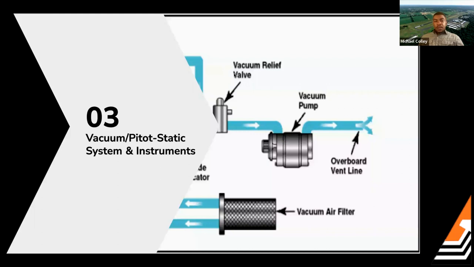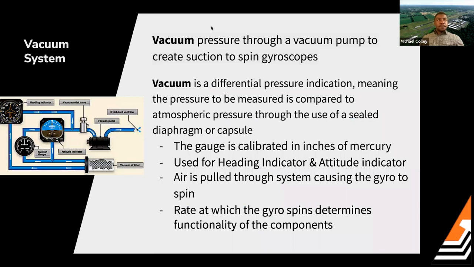All right, so first, let's talk about the vacuum system. The vacuum system sends pressure through a vacuum pump that creates suction to spin the gyros, all of our gyro instruments in the aircraft. It's a differential pressure system, and that pressure is being measured through a sealed diaphragm or capsule. So just a simple pump. It's an enclosed system, and it has a motorized pump that's sucking air out and creating a vacuum in there that will ultimately help spin those gyros faster and faster.